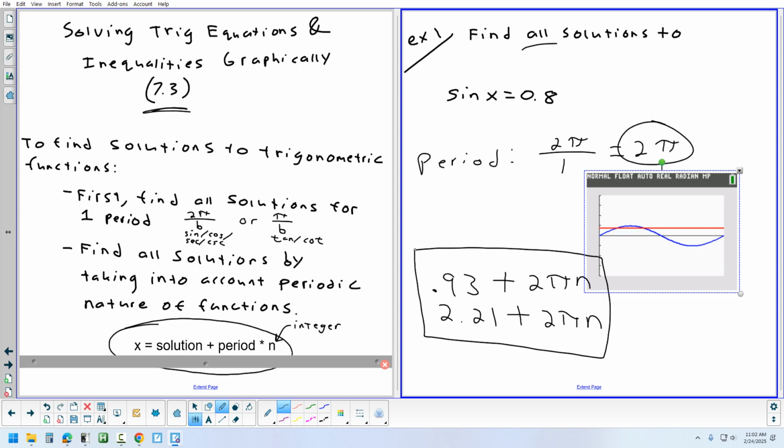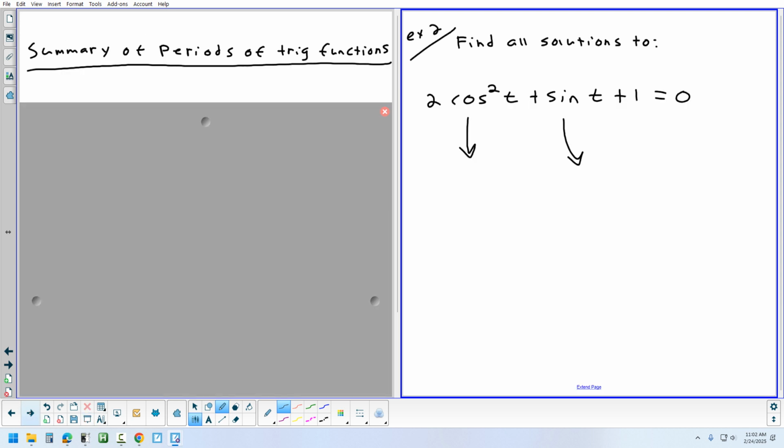All right, so we've done that before. But any questions on that? All right, so now we're going to take a look at what happens in a more complicated trig function. Like what if we have multiple trig functions in the problem, like sine and cosine, and we're raising them to different powers. Okay, we have to be able to get the period of that. So that's what I'm going to show you how to do.